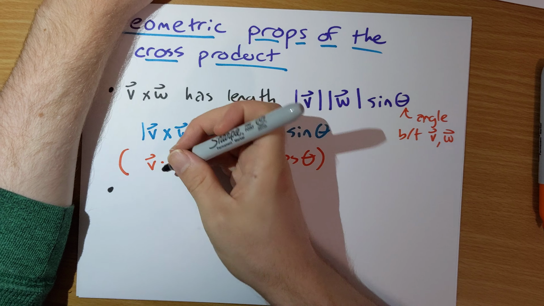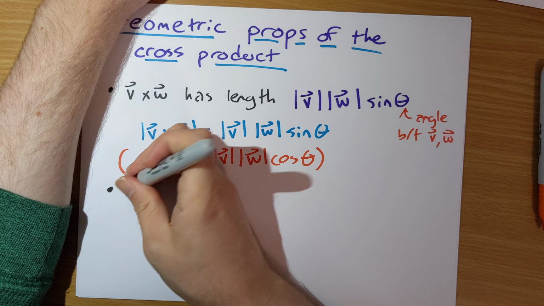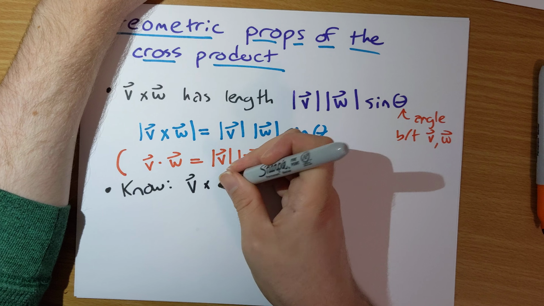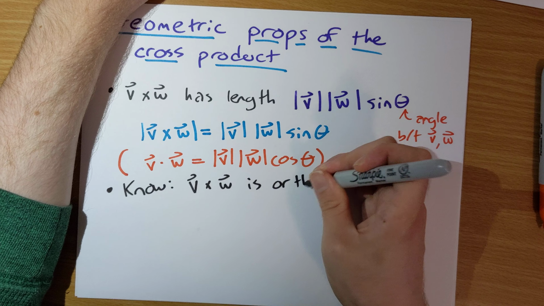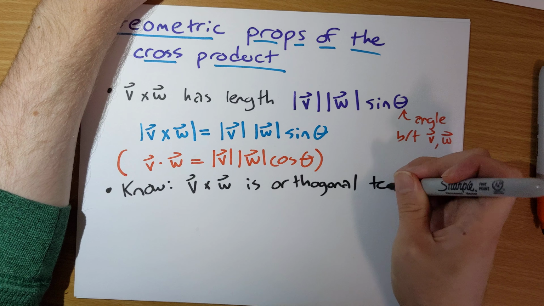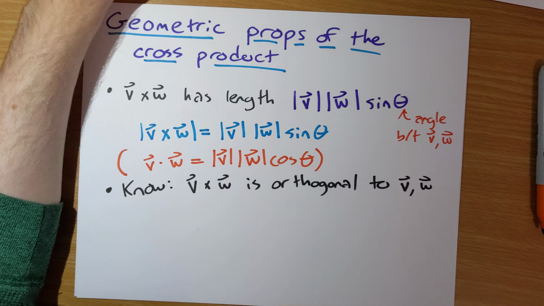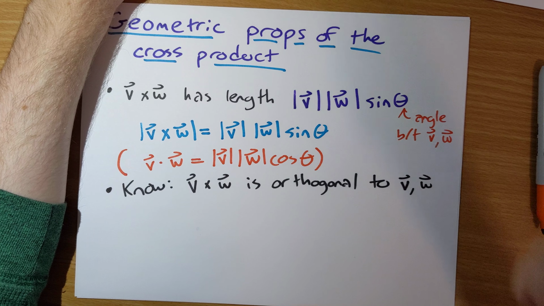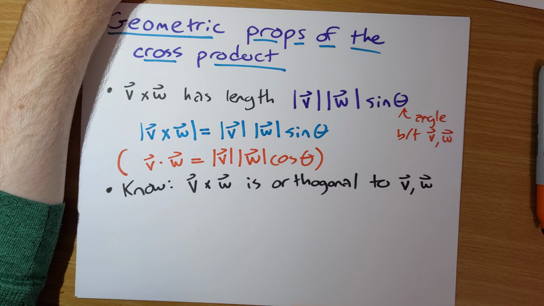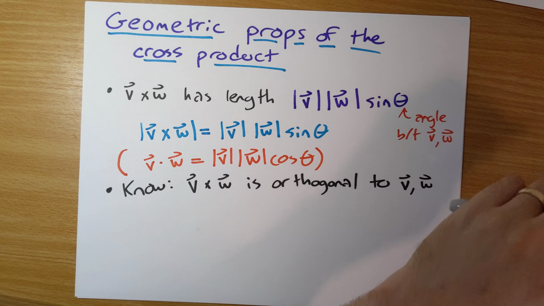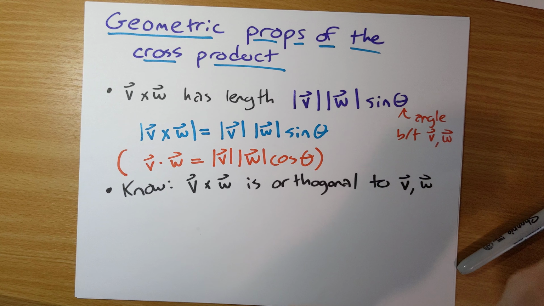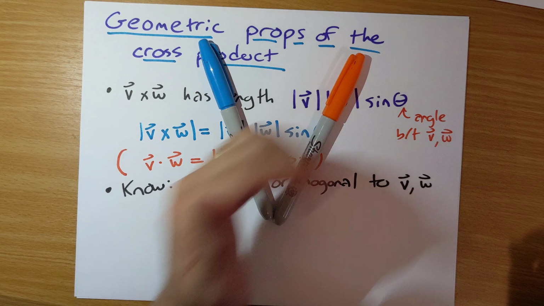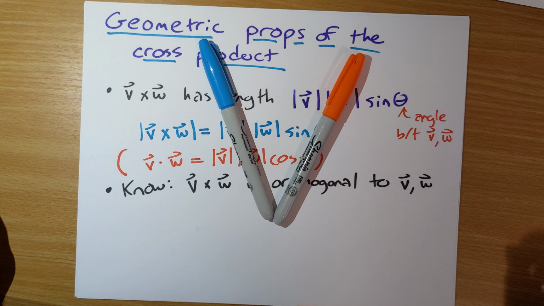We know from before that V cross W is orthogonal to both V and W. So V cross W is orthogonal to V and W, perpendicular to both. It has this length. And so the last thing we have to say is a specific direction. So let me just set up these markers here. Suppose that the blue marker and the orange marker are V and W.